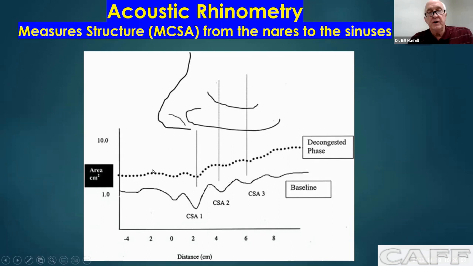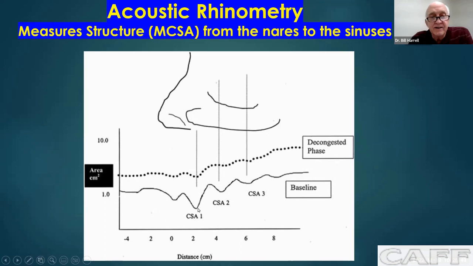What it does when you put the acoustic tube up by the nose is send sound waves from the tip of the nose back through the turbinates and into the sinuses. If you look at the baseline of this patient, here's their breathing pattern, and they breathe normally. You're breathing through one side and the other, and it shows you the minimum cross-sectional areas at these levels. This region would be the tip of the nose, then back to the edge of the turbinate. You can see it decreases at the turbinate, and then a little more, but that's a pretty good baseline.